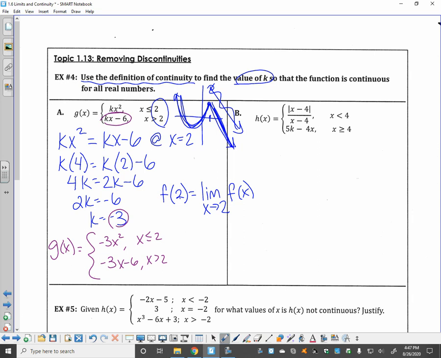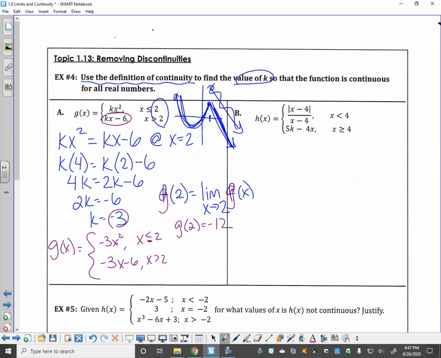So I need to find g of 2. Well, g of 2 going into a piecewise function will go into this top one. So if I plug a 2 in here, 2 squared is 4, and 4 times -3 is -12. So g of 2 equals -12.